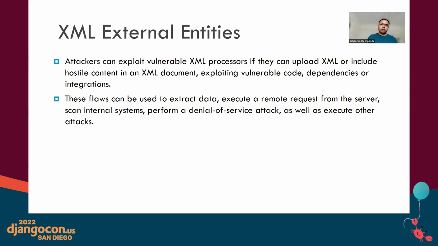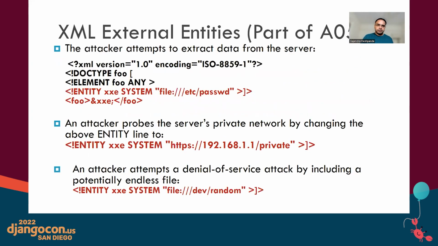Now, XML external entities is also part of the fifth category, that is, security misconfiguration. Here attackers can exploit vulnerable XML processors if they can upload an XML file or include hostile content in an XML document, exploiting vulnerable code, dependencies, or integrations. Now this is an example. We know that XML allows us to create our own tags, our own entities, our own attributes. Here the attacker is trying to create an entity called XXE, which is directly linked to file:///etc/passwd. So whenever the user uses this particular entity, he automatically gets access to the /etc/passwd file.